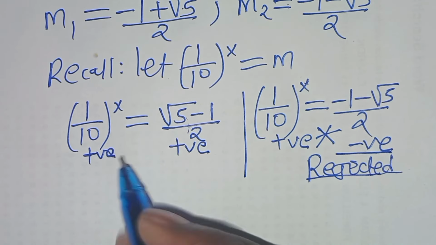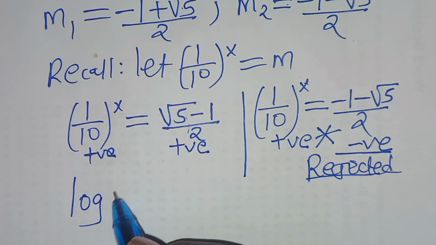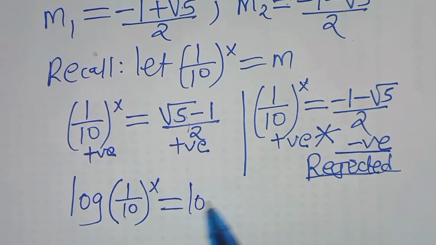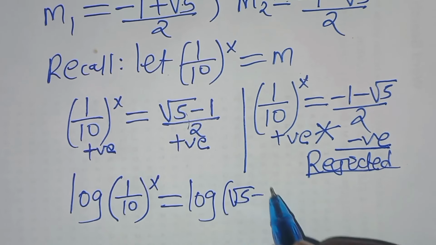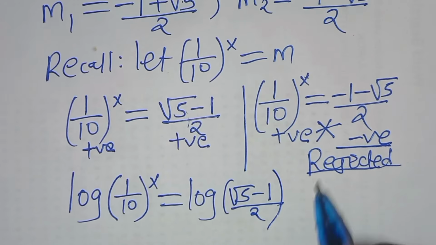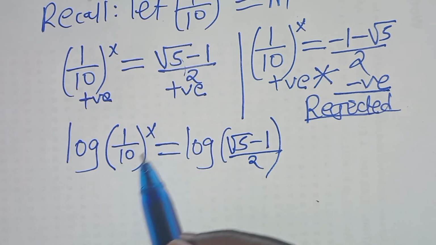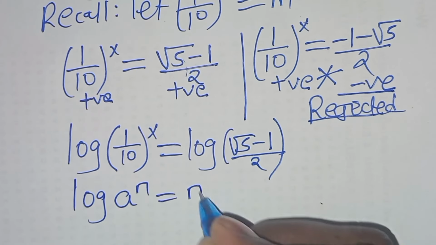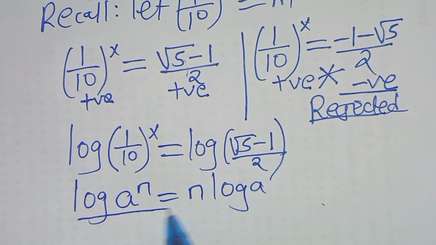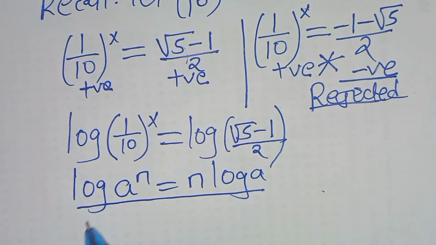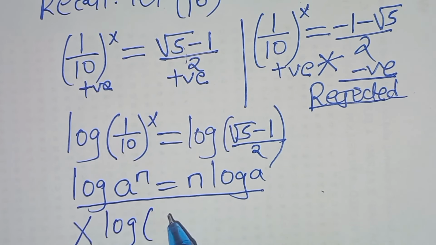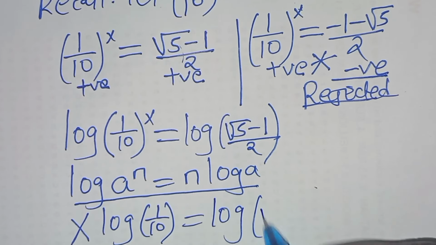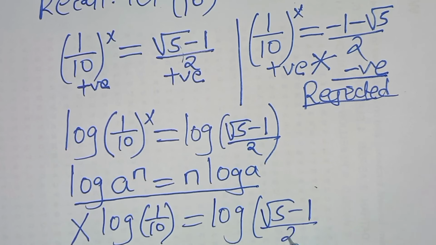So to solve for x here, we introduce logarithm on both sides. So we have log of 1 over 10 raised to the power x, and this is equal to log of square root of 5 minus 1 over 2. So we have that log of 1 over 10 raised to the power x is in the form of log a to the power n, which you can express as n log a. Now applying this power rule property, here we have x log of 1 over 10 equal to log of square root of 5 minus 1 over 2.